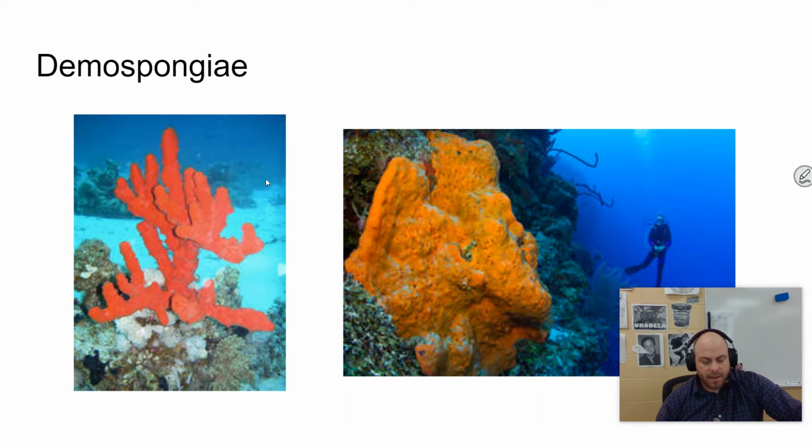All right, and then the last class that we're going to look at in here is called Demospongiae. This is the most diverse group of sponges, meaning that about 95% of all living species are represented by this class. And so this is probably the more advanced of the 3 classes. They do have siliceous spicules as well, and so they have the glass spicules, but they are not 6 rayed.